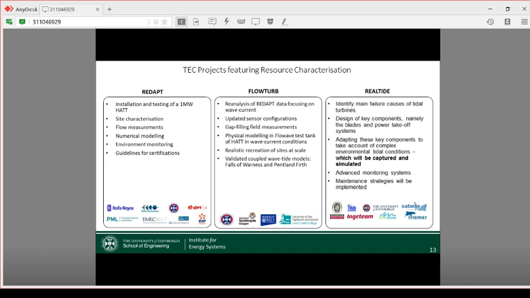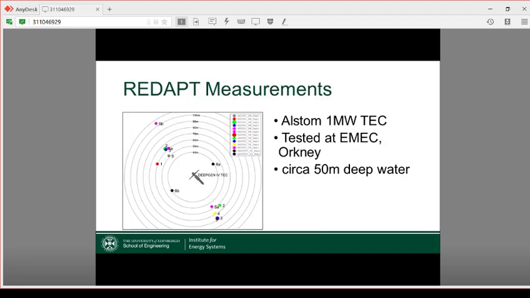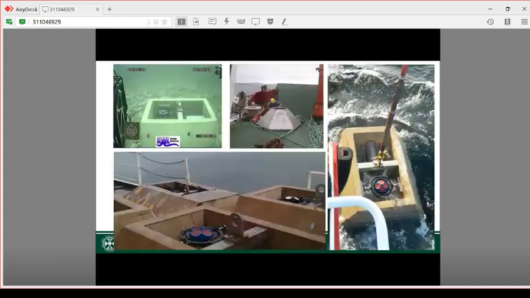The REDAPT project was a commercial project based around a commercial 1 megawatt turbine. FlowTurb is the project that NIOT is involved in. And then we're working on a project at the moment called RealTide, which is the project in Ushant. So in REDAPT we took a lot of measurements. This is in 50 metres of water, and the spots on this diagram show all the different places that we've got measurement instruments, and you collect a lot of data.